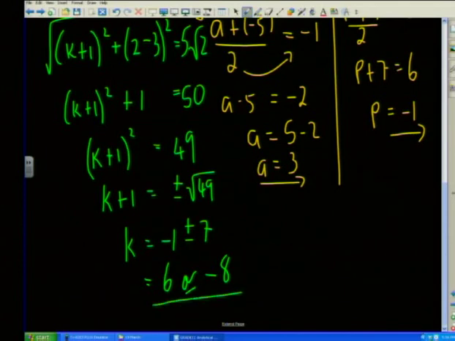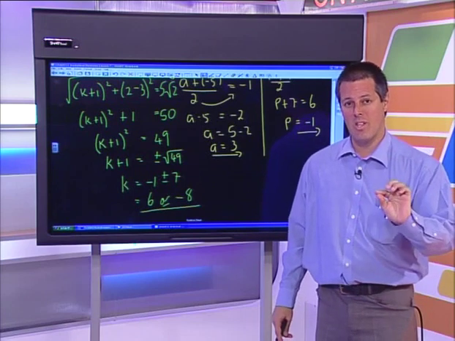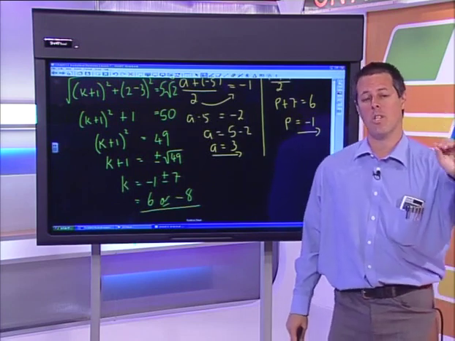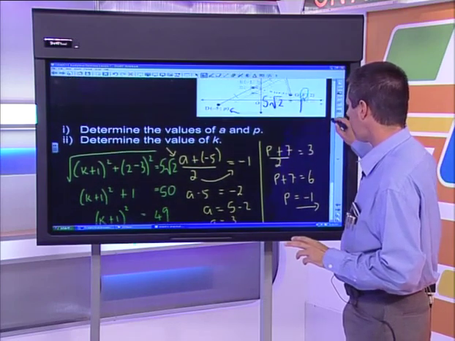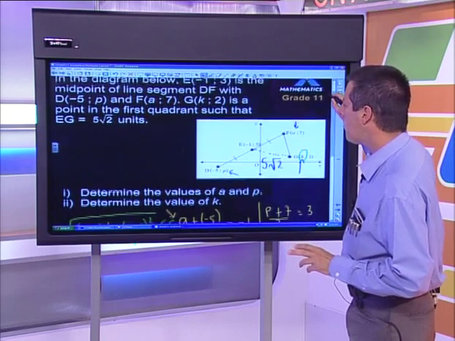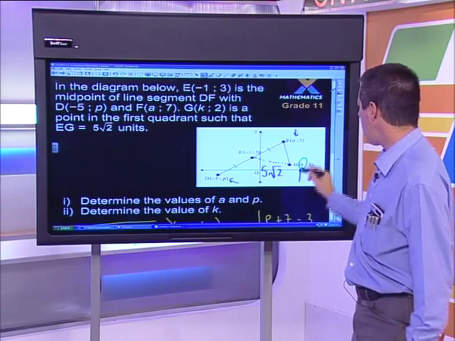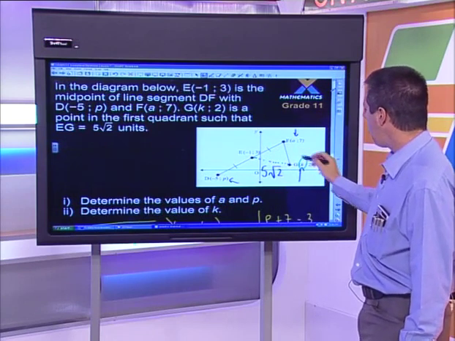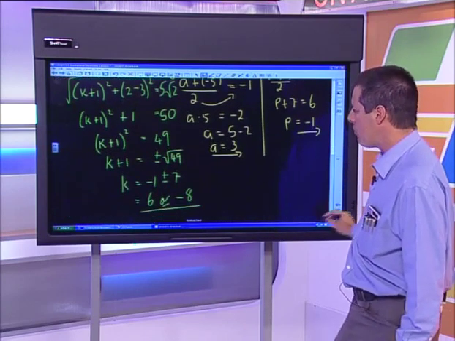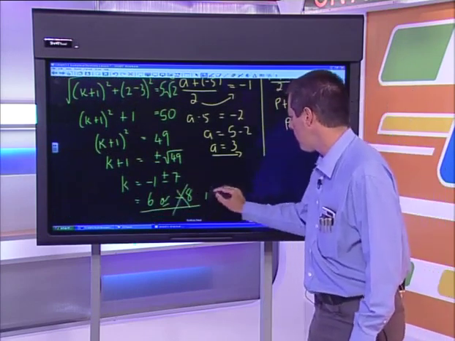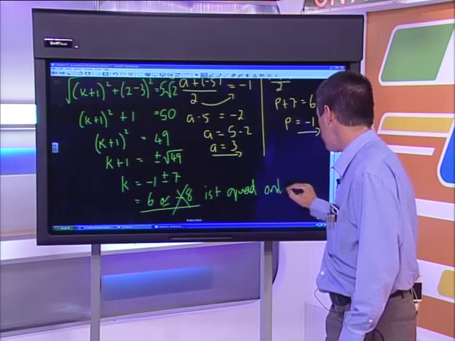And if I stop there, I would lose a few marks. I've done it beautifully, and I'm close to the end. But I remember that in the question, there was just some subtle wording. So if I just rush back to the top, it said somewhere about k, k is a point in the first quadrant, which means that k always has to be positive if it's in the first quadrant. So that would mean that I'd have to reject this answer because it's first quadrant only. Okay, so just be careful, read your questions very carefully.